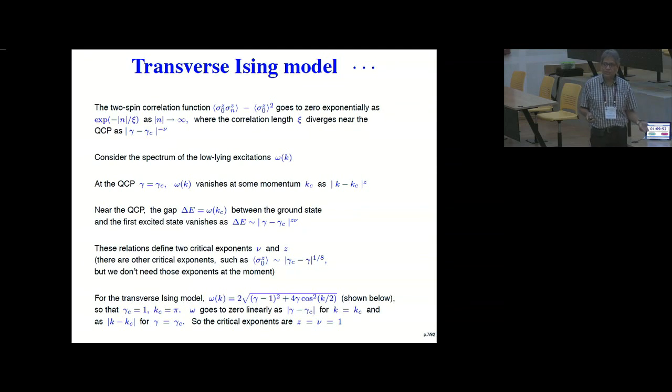And now you can do two things. One is you can see how it goes to 0 with gamma minus gamma c if you're sitting exactly at k equal to Kc. Or how it goes to 0 as k minus Kc if gamma is exactly equal to gamma c. And so these two together will give you z and nu. And so if you do all that, just from the simple formula, you can find that the critical exponents of this model are z equal to 1 and nu equal to 1.